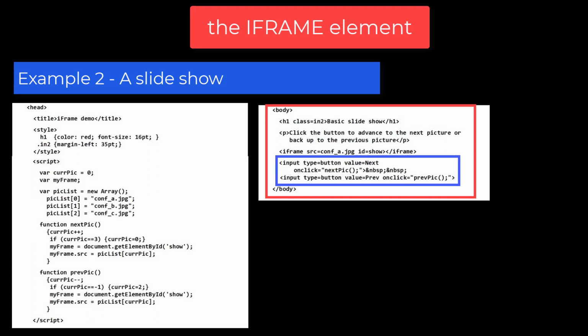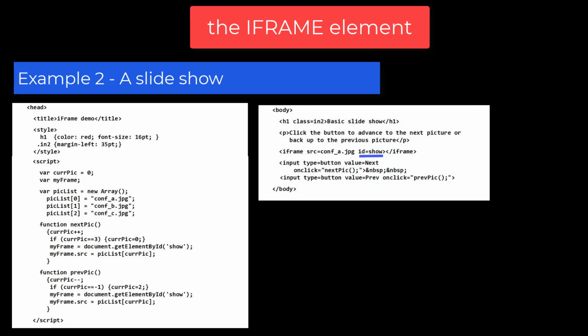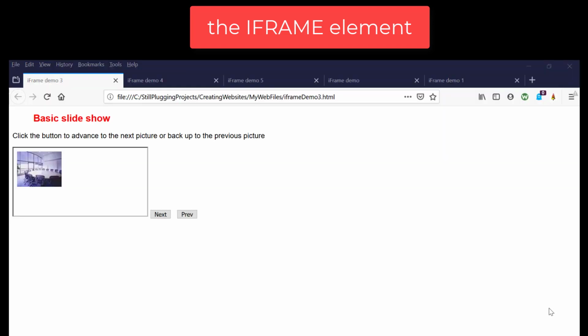Input type equals button value equals next, and onclick we invoke the nextPick function, and another button value equals prev, and onclick we invoke the prevPick function. Note again the ID equals show in the iframe and the reference to it in the document.getElementById in the functions. So the code is referencing the src attribute of the iframe. And here's a short demo of the result. Here we see how the page shows up, and we click on the slideshow next, going through the pictures, and then previous, going through the pictures.